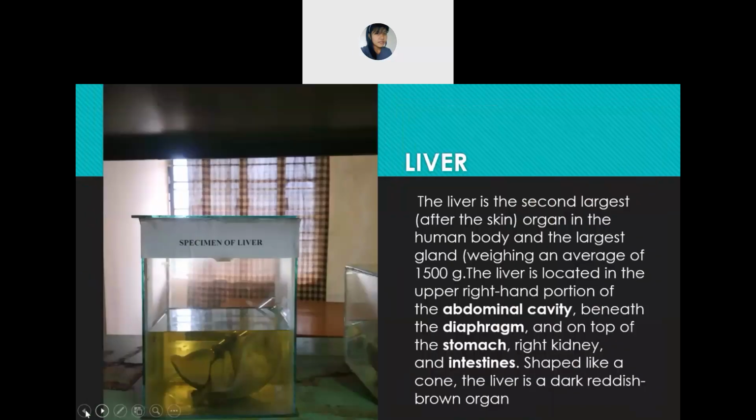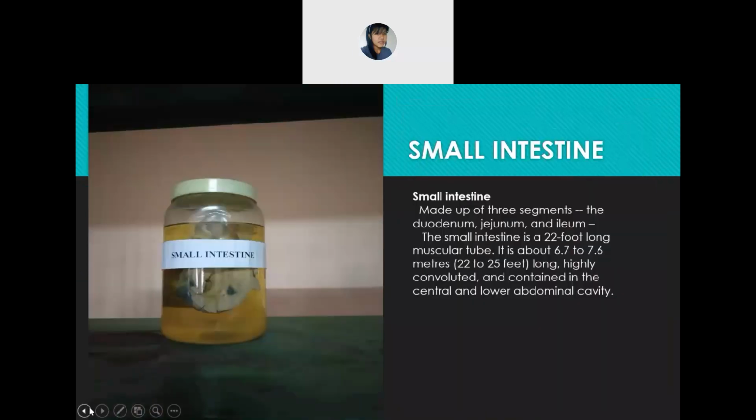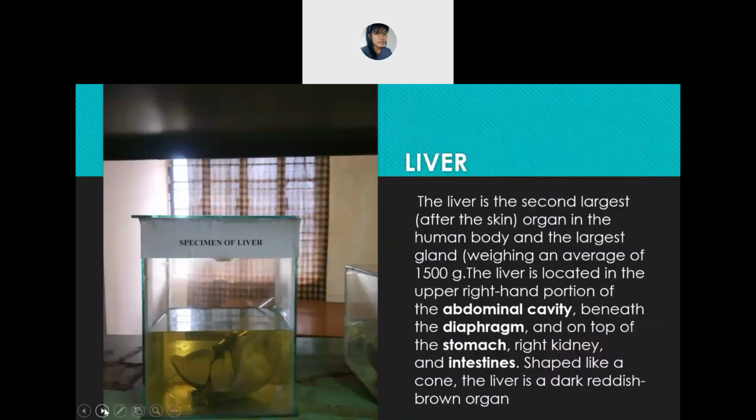I don't need to explain further because all these things are already discussed, so I'm just showing it to you. Okay, next is liver. Can you all see this? So this is your liver, specimen of liver.